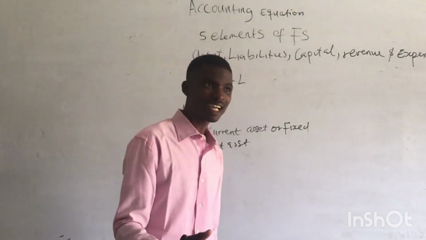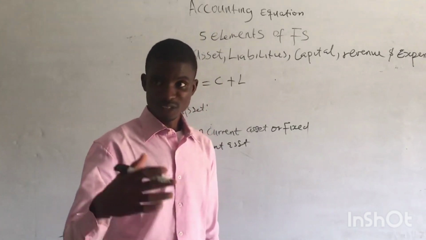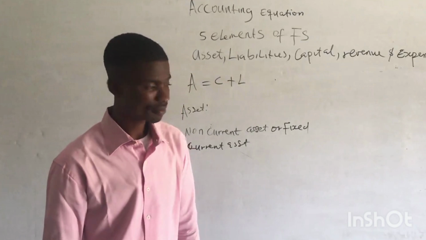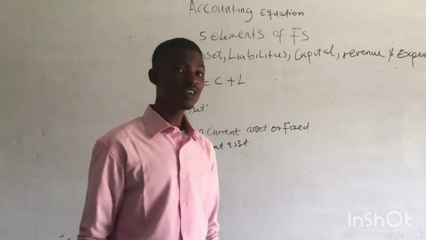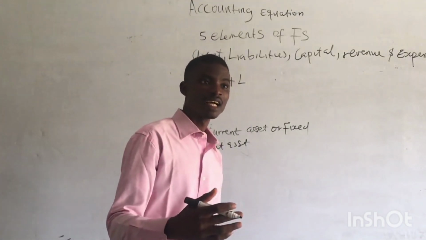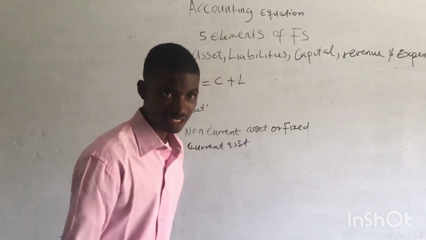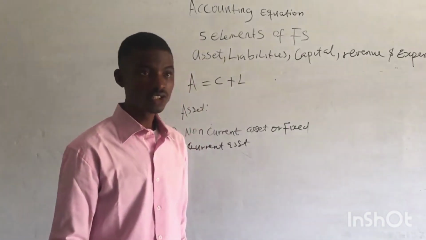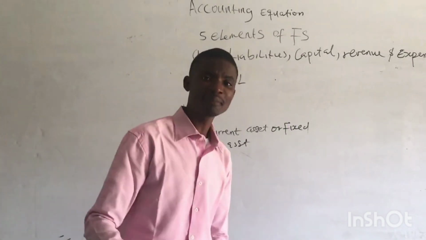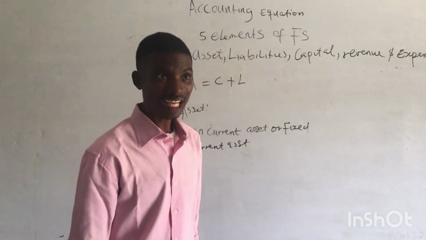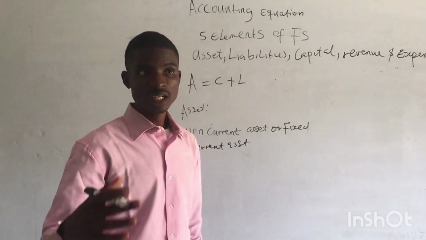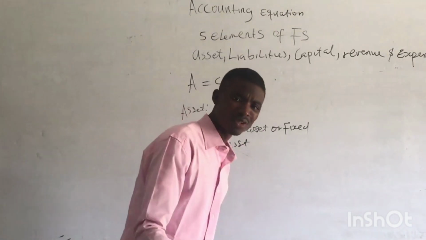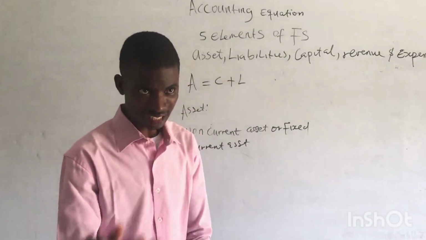Examples of such assets are plant and machinery, building, furniture and fittings, and other non-current assets. But current assets are those assets that are expected to be used in a business or to be consumed in the business within one financial year. So current assets are those assets that can easily be converted into cash. They have a high level of liquidity. Examples of current assets are stock, receivables, and cash.